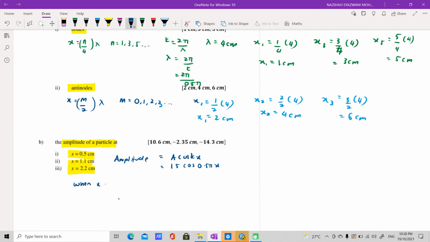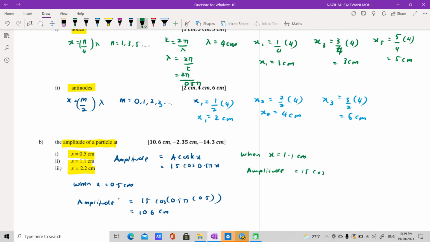So when x equals 0.5 cm, the amplitude would be, you just substitute, 15 cos of 0.55 times 0.5, close the bigger bracket. So you will get 10.6, and the unit is in cm. The next part is when x equals 1.1 cm. When x equals 1.1 cm, the amplitude would be 15 cos of 0.55 times 1.1 cm. Press your calculator, and you would get negative 2.35 cm.